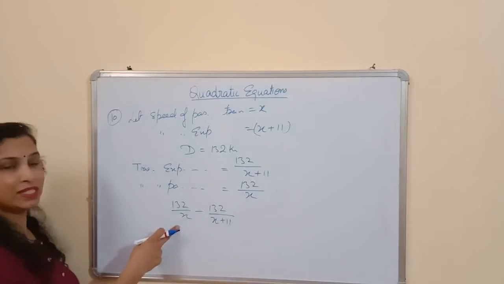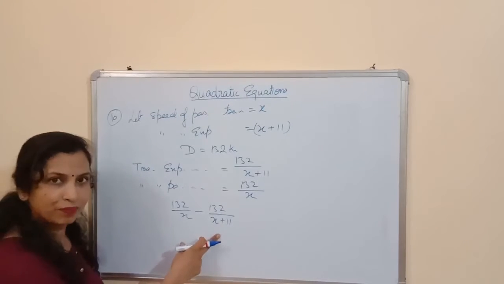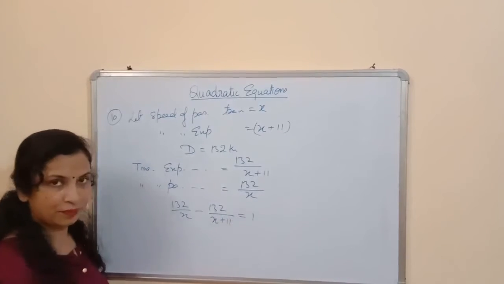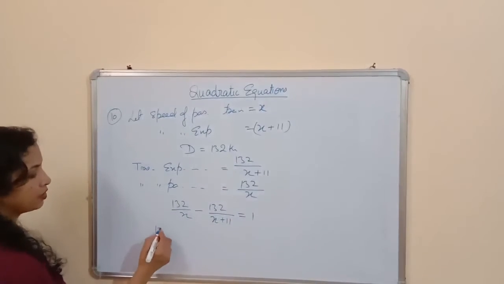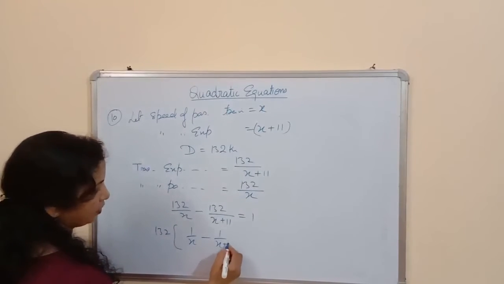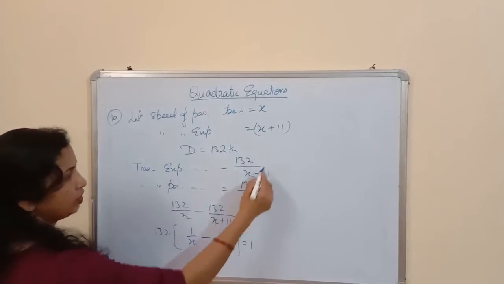ये टाइम लग रहा है पैसेंजर ट्रेन को और ये टाइम लग रहा है एक्सप्रेस ट्रेन को, और एक्सप्रेस ट्रेन का टाइम इससे 1 घंटा कम है. It means it is equal to 1 hour. You can simplify it by taking 132 as a common factor, equal to 1.